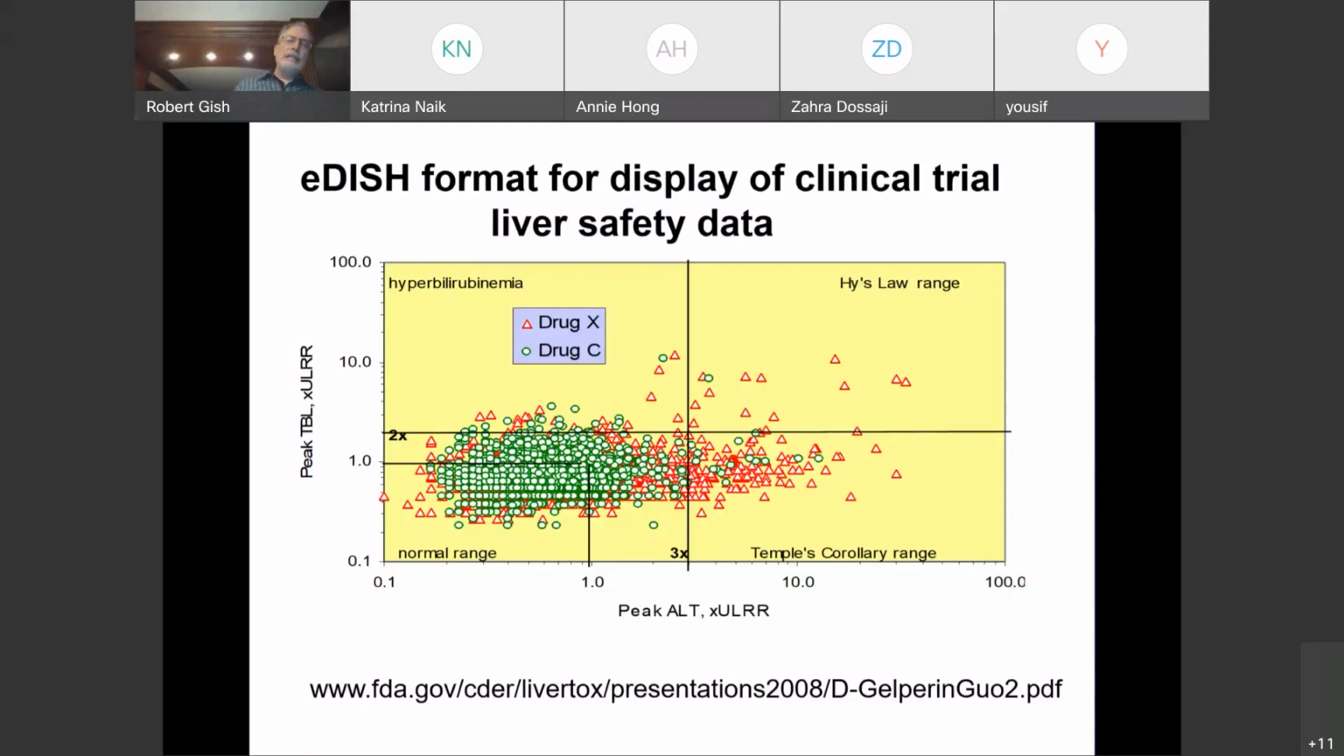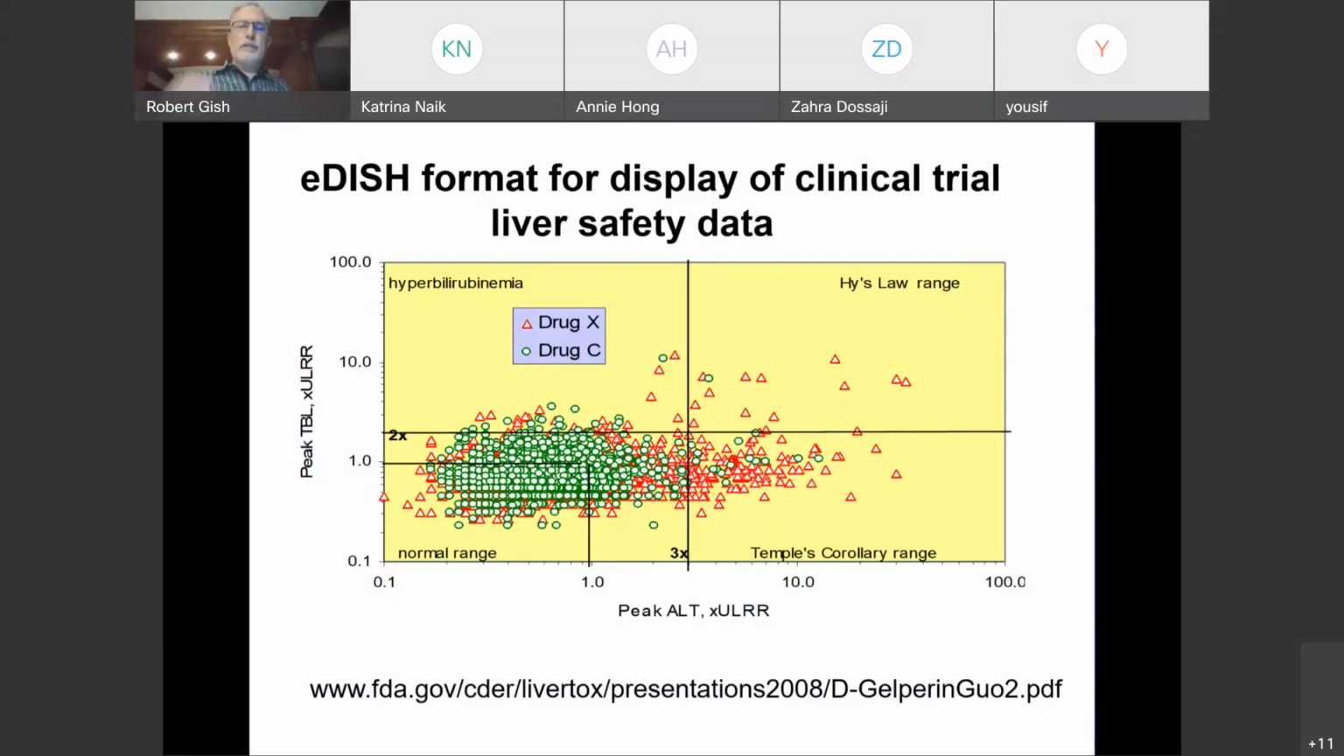They do what's called an e-DISH plot, which takes into account Hy's law. Bilirubin is upper left alone. Upper right is ALT plus bili. Lower right is just ALT. You can look at where these different drugs fall into these different pipelines, and this has to do with the drug that's in development. And you look at all the different drugs out there.